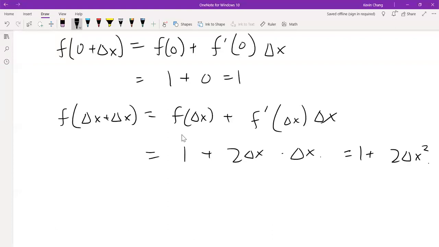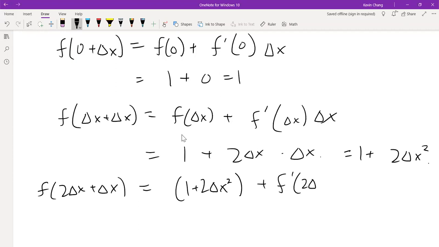And now if we keep repeating this process over and over again, I'm just going to directly substitute this value now: 1 plus 2 delta x squared plus f prime of 2 delta x. When we plug this in, it's going to be 4 delta x this time. So this should become 1 plus 6 delta x squared.